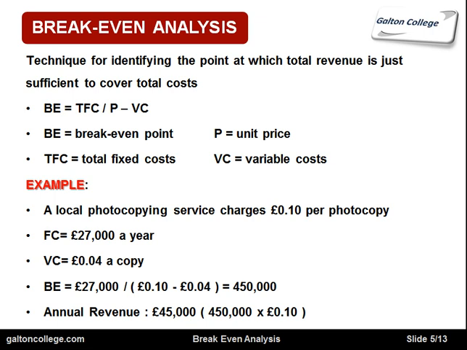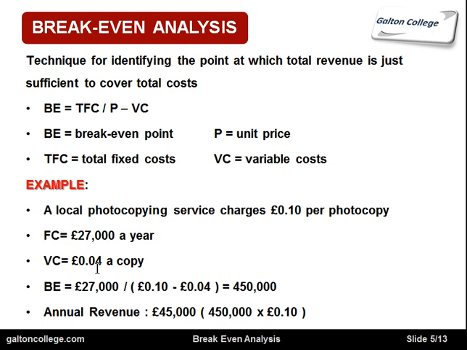Let's take an example. Here we have a local photocopying business, and it charges 10p per photocopy. So each photocopy costs 10p. Now, let's say the cost of the photocopy machine and the premises, the fixtures and fittings and so on for the business, amount to £27,000 a year.